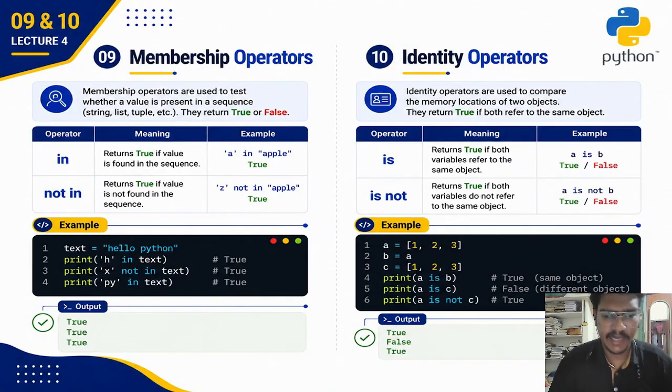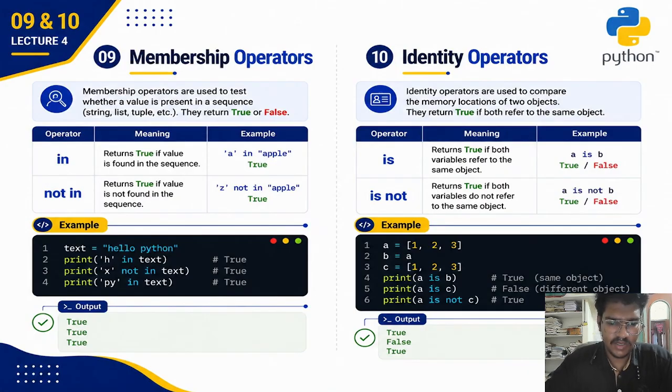These operators are incredibly useful. For example, you can check if a user input exists in a list of valid choices, or if a key exists in a dictionary. It's a clean and Pythonic way to do these checks.